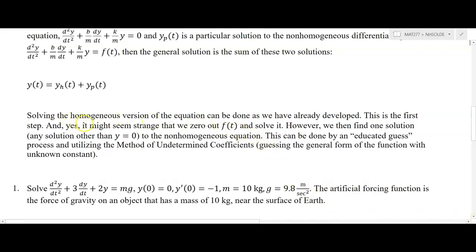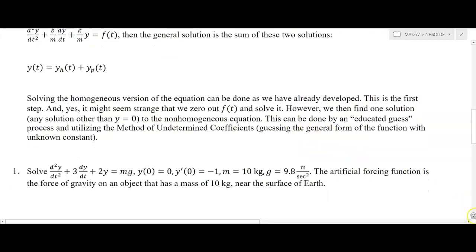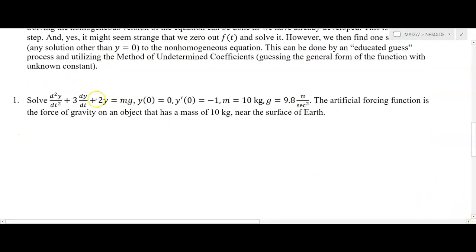So solving the homogeneous version can be done with what we've already done, and for solving the non-homogeneous equation, we'll use the method of undetermined coefficients. We kind of guess the general form of a solution, and then we solve for that unknown. So let's take a look at an example. Here we already have the system built with the spring force, damping coefficient, mass, and the right-hand side is mass times acceleration. So this is gravitational force.